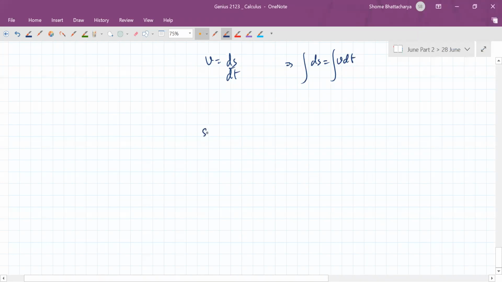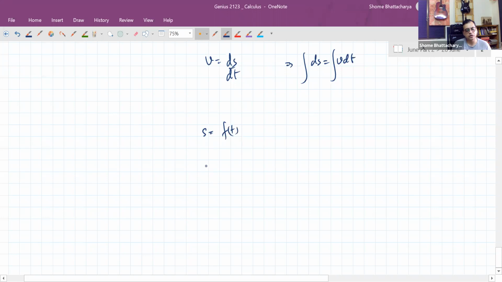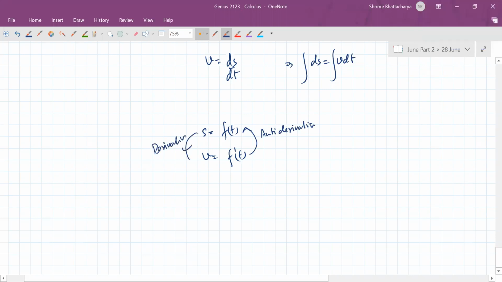See, if I know distance as a function of time, then speed becomes what? It becomes the derivative of that function. So what is the relationship between this function and this function? This is the anti-derivative, and this is the derivative.